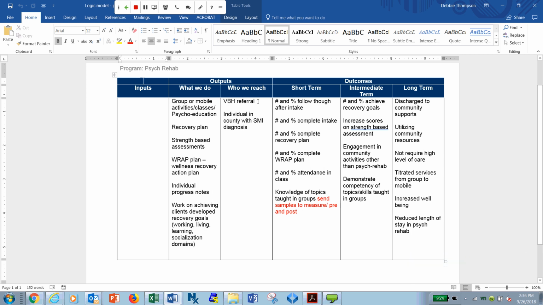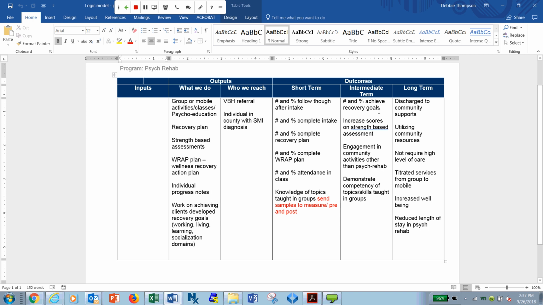Who they reach are the individuals that were referred from the health plan and individuals in the county with serious mental illness. Their short-term outcomes are the number and percentage who follow through and actually come to the program after intake. That's a short-term outcome. The number and percentage of people who complete the intake process. The number and percentage that complete a recovery plan and complete a RAP plan and actually come to the classes, okay? Knowledge of the topics taught in the groups are, again, short-term outcomes.